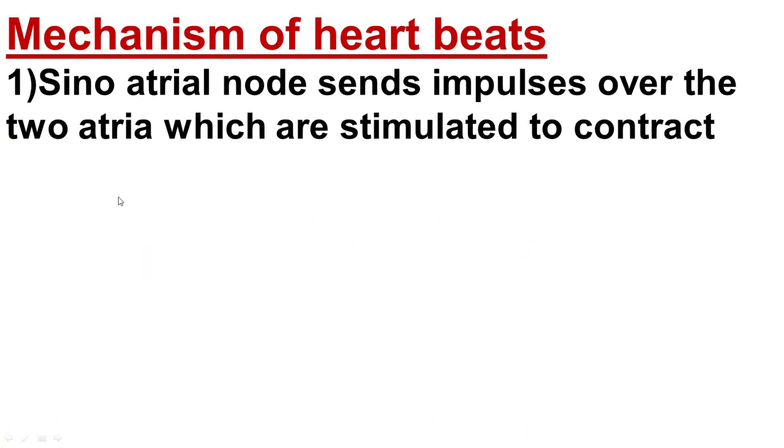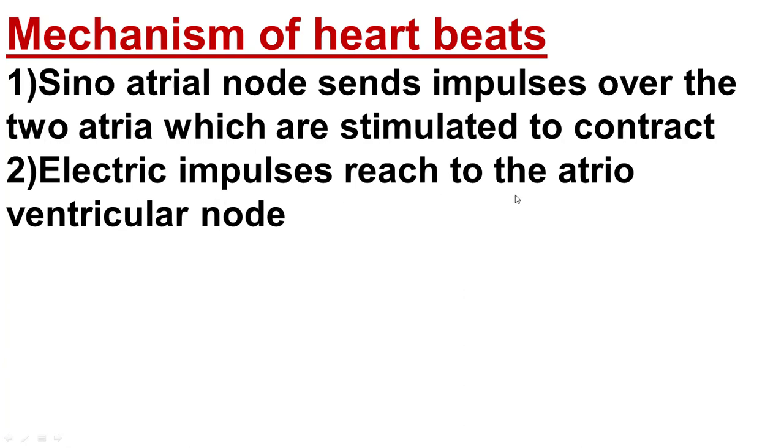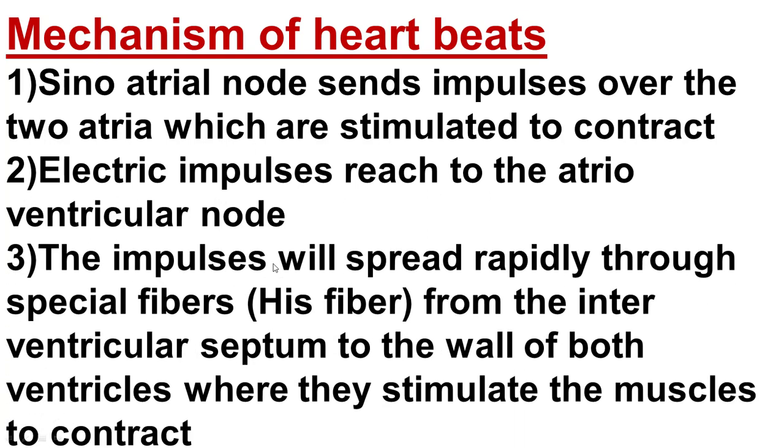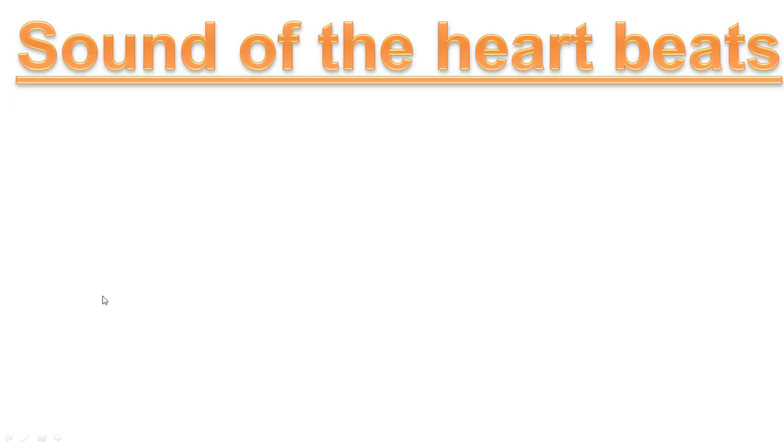Mechanism of heartbeats. First, the sinoatrial node sends impulses over to the atria, which are stimulated to contract. The sinoatrial node is the origin of the impulses. The electric impulses reach the atrioventricular node, and the impulses also spread rapidly through special fibers named His fibers. The His fibers are located in the septum between the two ventricles, left and right, so it will stimulate their contraction.